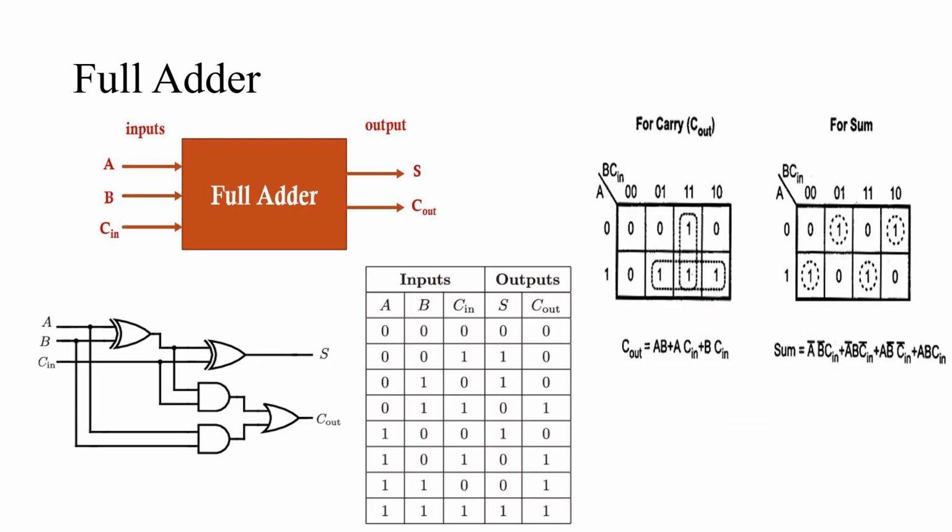So next is a full adder. A full adder has three inputs: A, B and C in. So the half adder was for 2 bits, this is for 3 bits. Again the outputs are sum and carry. So let's see the truth table over here. Again you have 0 0 0, 0 0 1, 0 1 0, 0 1 1, 1 0 0, 1 0 1, 1 1 0 and 1 1 1.